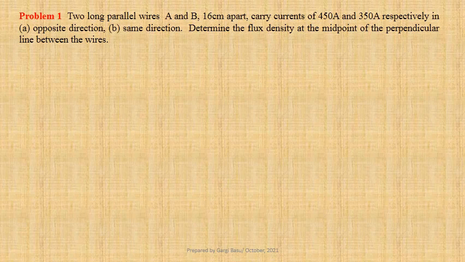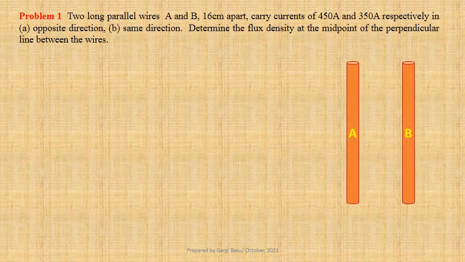Two long parallel wires A and B, 16 cm apart, carry currents of 450 ampere and 350 ampere respectively, in opposite direction and in same direction. We have to determine the flux density at the midpoint of the perpendicular line between the wires. Let us first write down the given data.